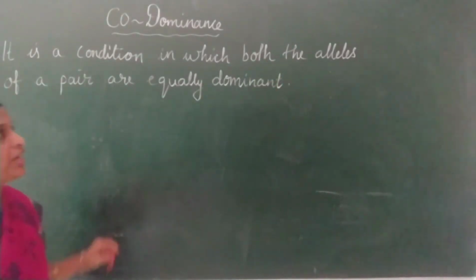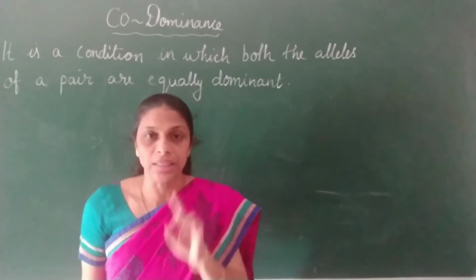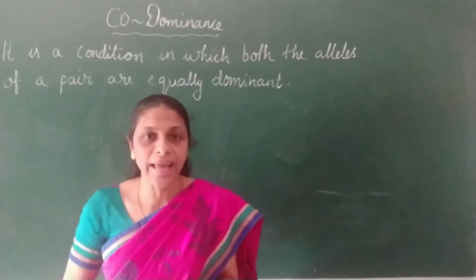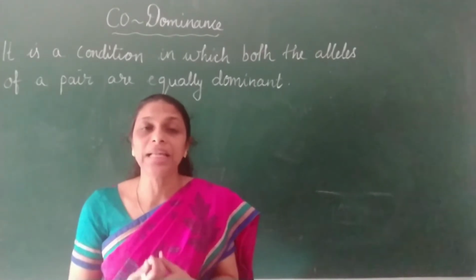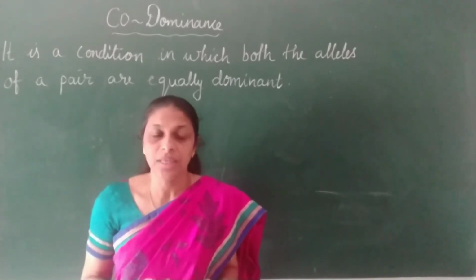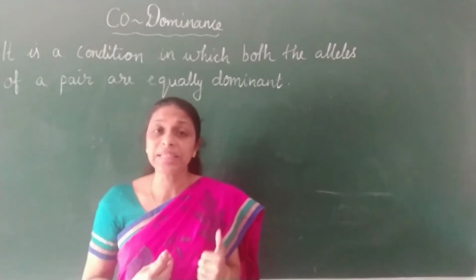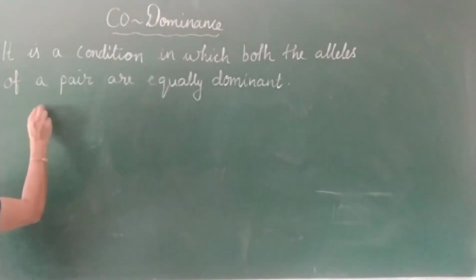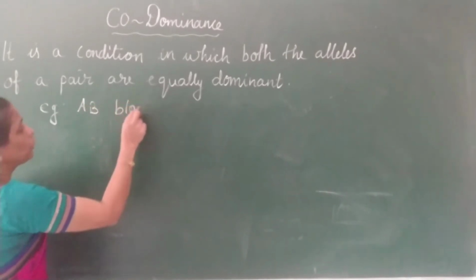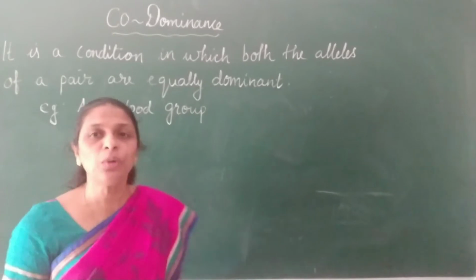So here we find in the heterozygous condition, both the alleles... In a person there will be two alleles for a character, isn't it? So both the alleles express equally or are equally dominant. Such a phenomenon is called codominance. The example for this phenomenon is AB blood group in human beings.